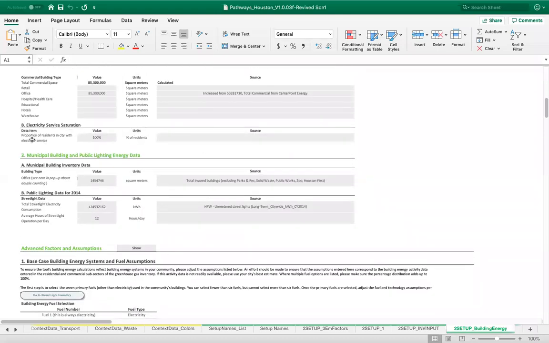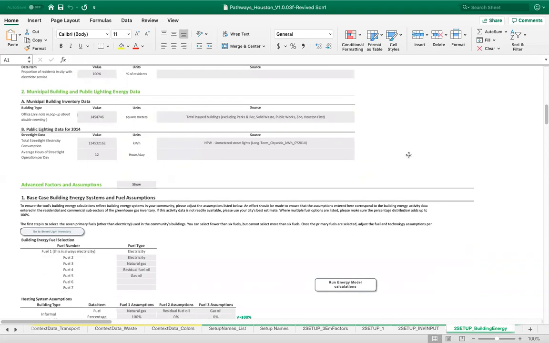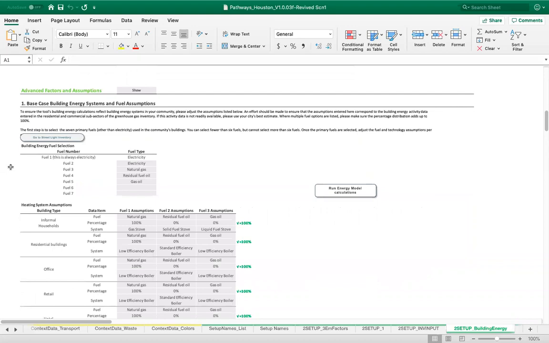Similarly, there is a section specifically for municipal public buildings around lighting, because we know that the municipal sector is often leading on this, and many of our cities have asked us to be able to call this out specifically. Furthermore, there's the ability to look at a very detailed breakdown of fuel use.